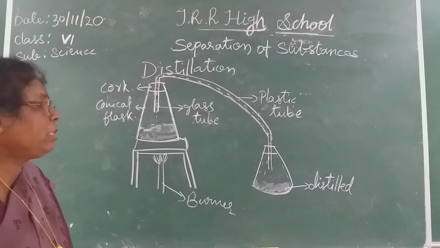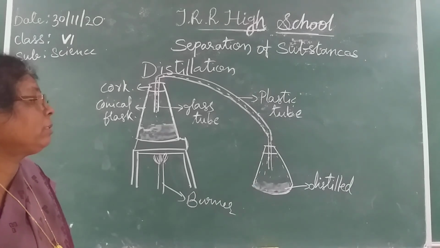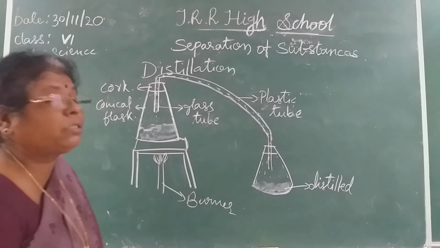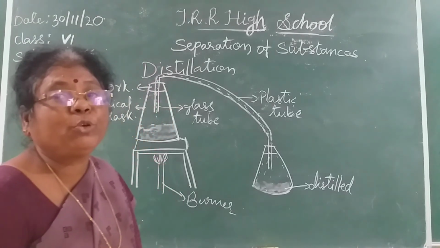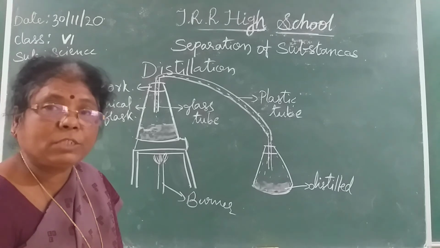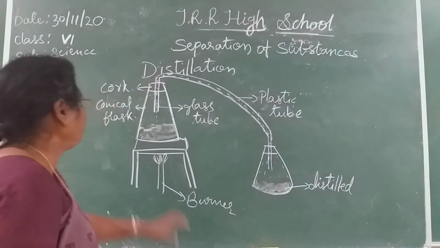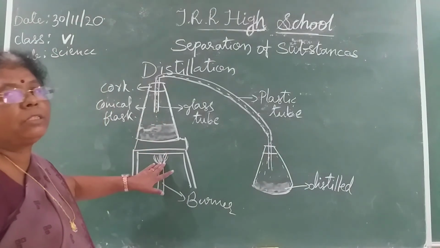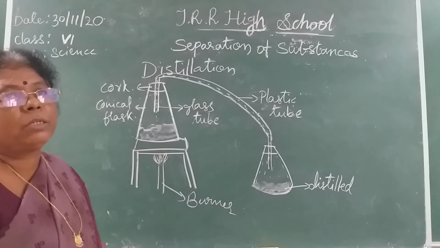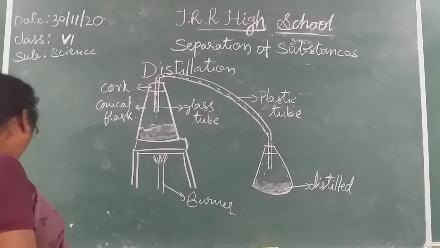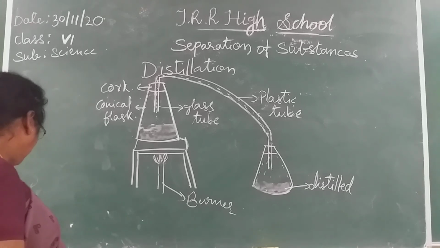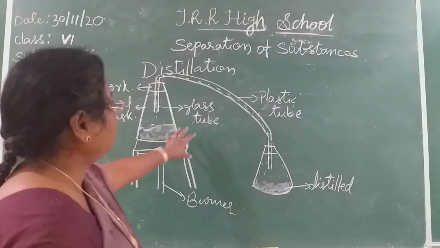The water which is collected in the second conical flask is distilled water. It is free from impurities. All the impurities are killed by using the burner. Understood? So we have seen how we are getting the distilled water.